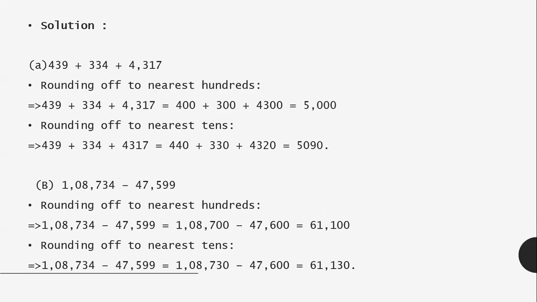Second example, you have 1,08,734 minus 47,599. In this, the first step is hundreds place approximation, which is 1,08,700, and for 47,599, which is 47,600. So the rough approximation is 61,100. But if we approximate to the nearest tens place, 1,08,734 can be rounded off to 1,08,730. And 47,599 can be rounded off to 47,600.